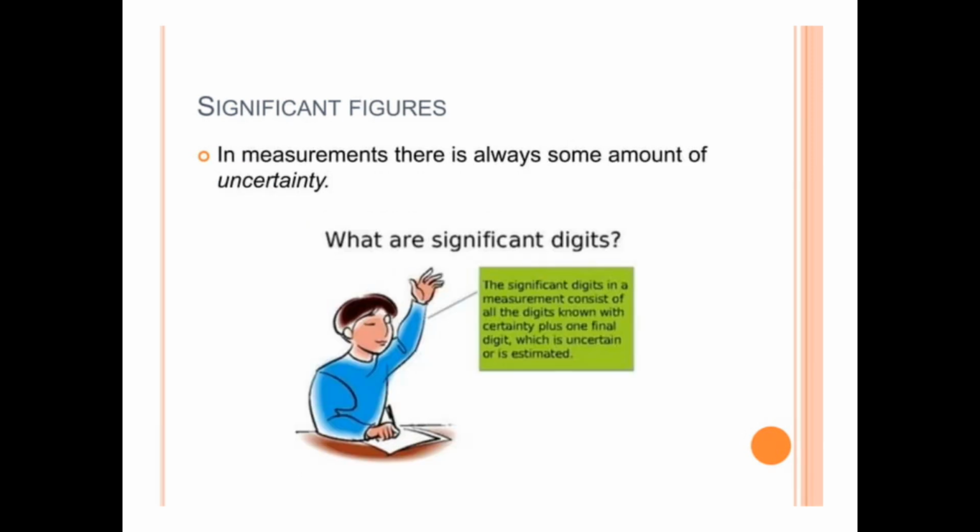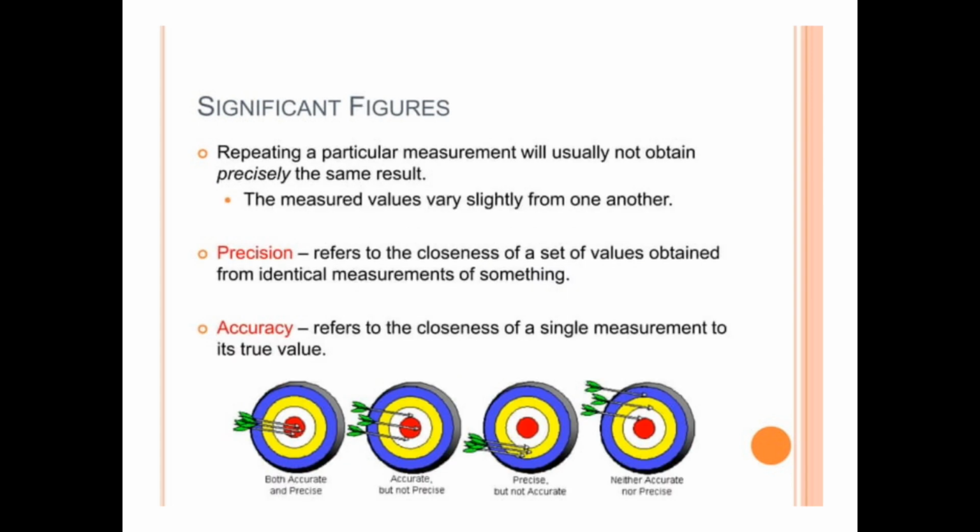In measurement, there is always some amount of uncertainty. The significant digits in a measurement consist of all the digits known with certainty plus one final digit, which is uncertain or estimated. Repeating a particular measurement will usually not obtain precisely the same value. The measured values vary slightly from one another.